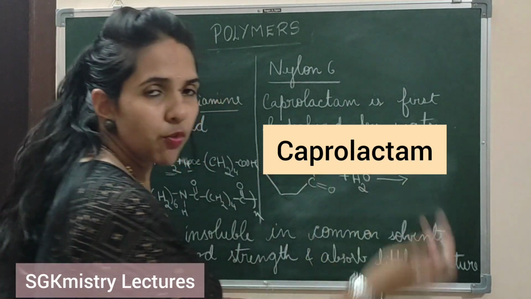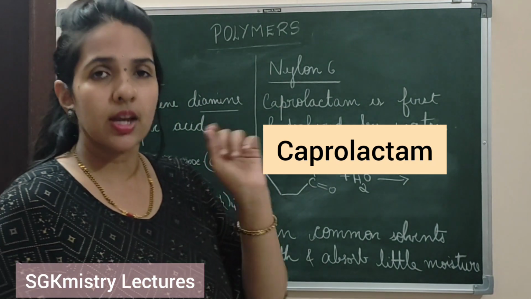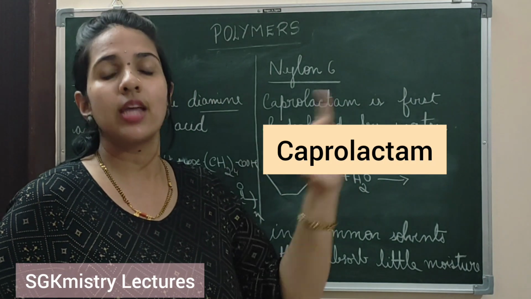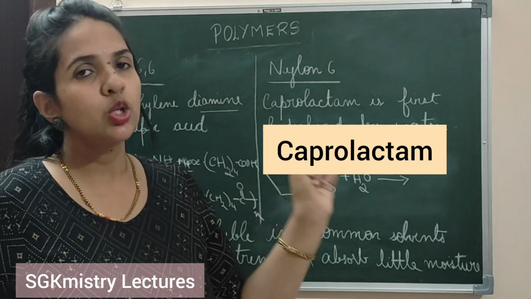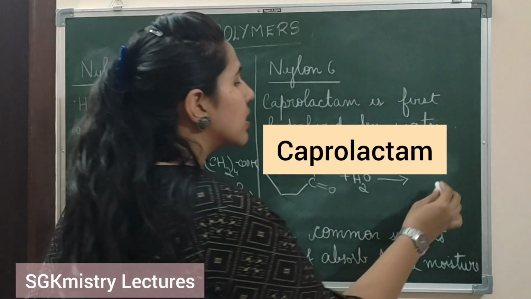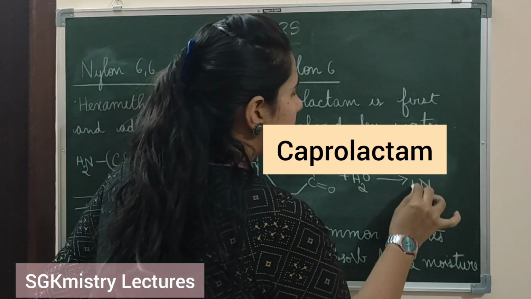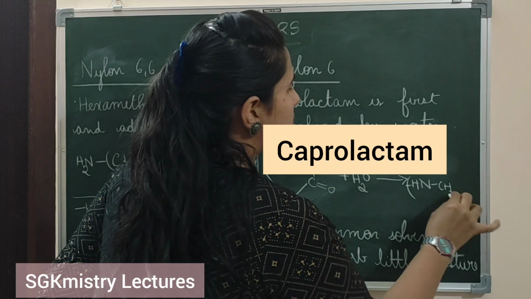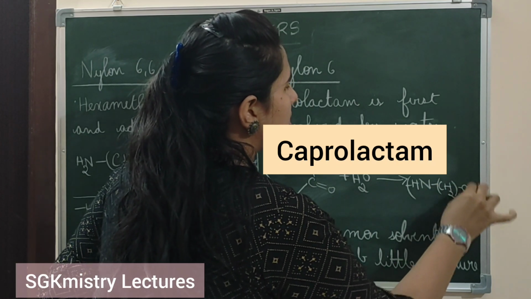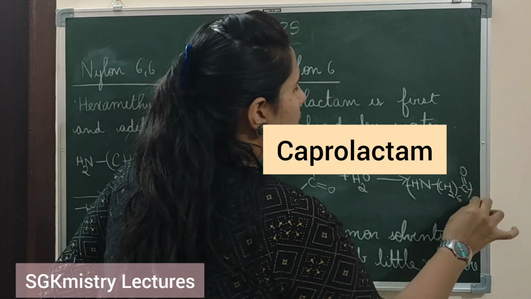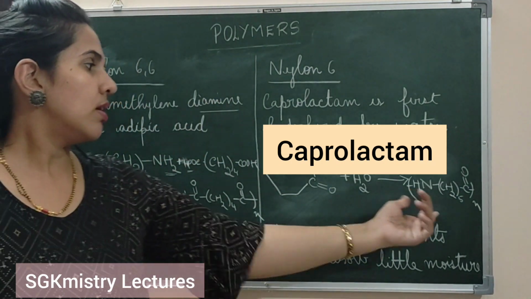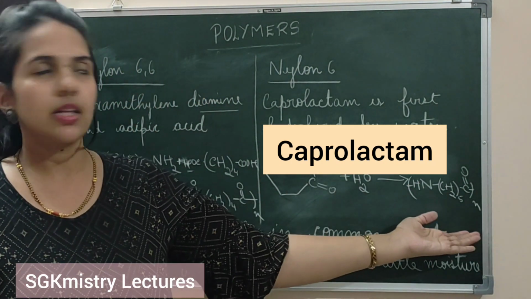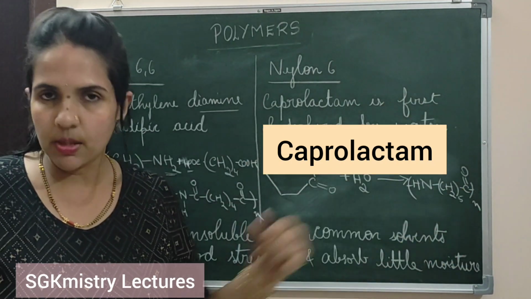Finally, as I've already told, once the open chain compound is produced, the NH2 group will further attack the other caprolactam molecules to give the polymer. So let me write the structure of the polymer. NH, CH2 5 times, CO, n times. So here the polymerization reaction takes place to give finally nylon 6 as the product.